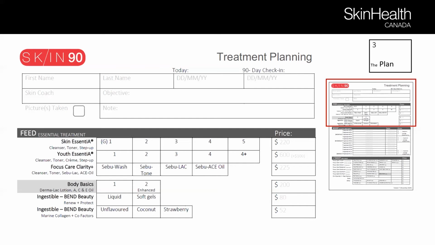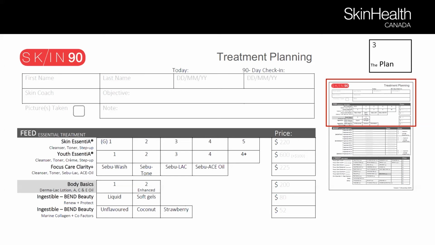And so if someone's in that maintain to improve zone, we're going to be recommending they get put on Skin Essentia. If someone's in that improve to transform zone, we're going to suggest they get put on Youth Essentia. Simple as that. Obviously, budget plays a certain amount of role in this, but essentially we're delineating what range to put them on and what line to put them on based on that mandate.